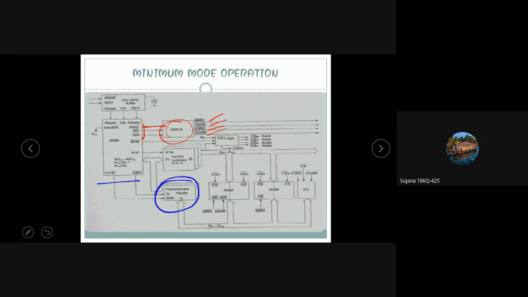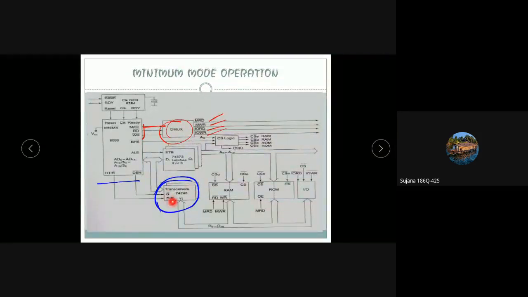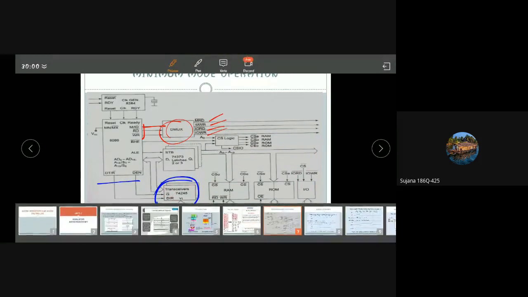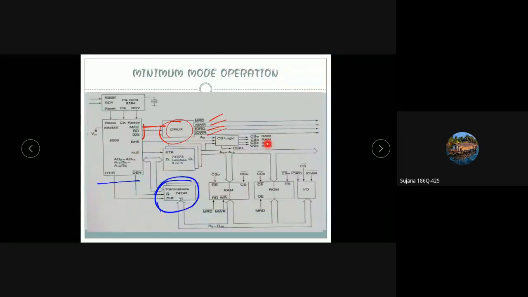data over the transceivers. So this transceiver, on activation of DEN bar and DT/R bar, will collect some data. This will be provided by the address latch enable. After this, the address will be transferred, and then data will be taken out from the memory and provided to the microprocessor. Then the writing operation will be done. Writing operation I will explain later.